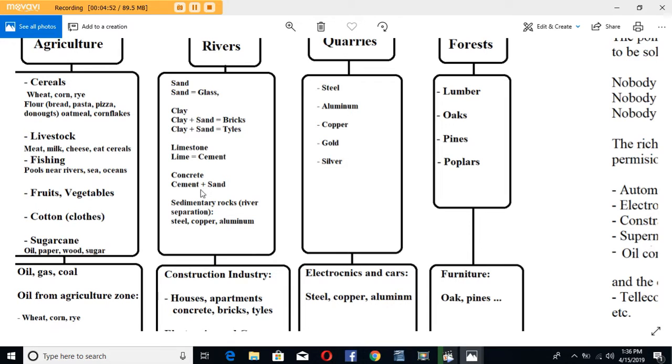From the forests we can get lumber for furniture and housing. The raw materials for furniture are oaks, pines, poplars.